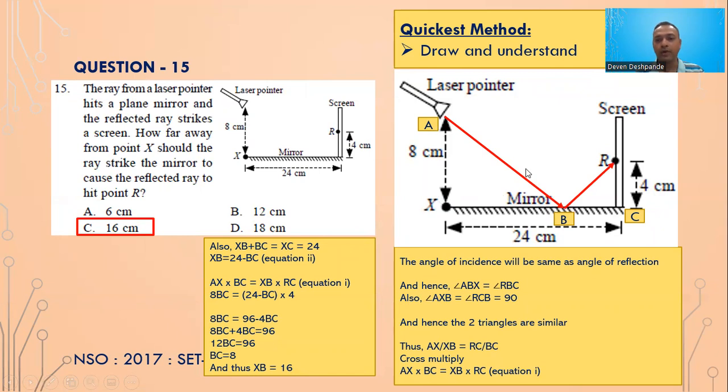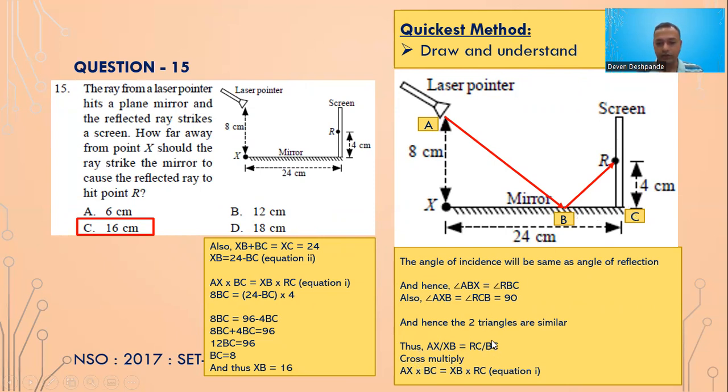And here, what are the common angles? Angle ABX and angle RBC will be the same because the angle of reflection and the angle of incidence are the same. And this is a right angle. So if two angles are the same, then the triangles are similar, isn't it? Even though they are different sizes, this is bigger and this is smaller, the triangles are similar. So for similar triangles, AX upon XB will be equal to RC upon CB.